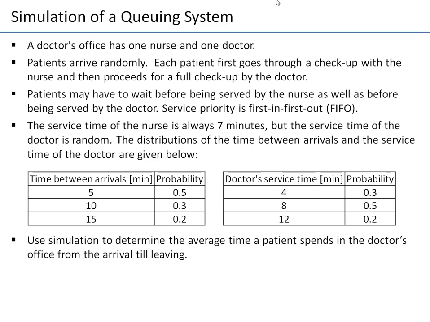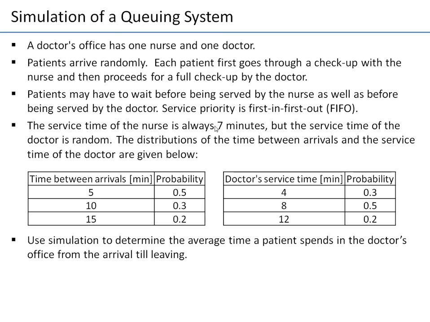Our first example of simulation is a simulation of a queuing system. In this example, we have one nurse and one doctor in a small office. Patients arrive randomly. Each patient goes for a checkup with the nurse and then for a checkup with the doctor. They may have to wait before being served by the nurse and then before being served by the doctor. Service priority is first in, first out.